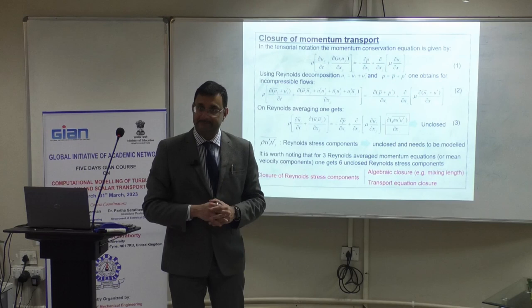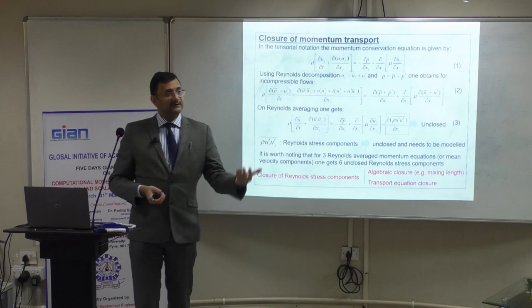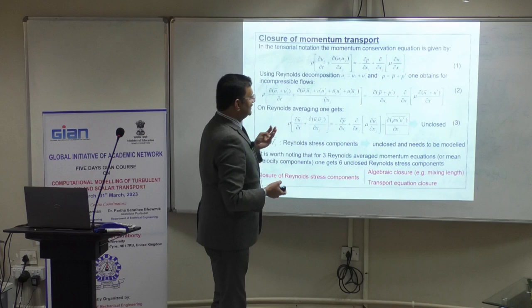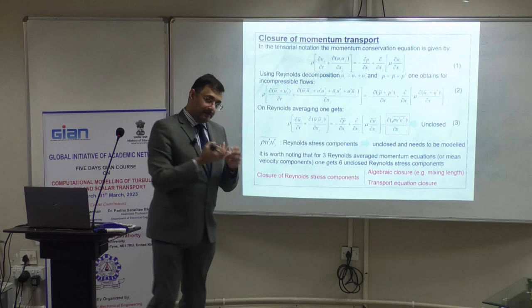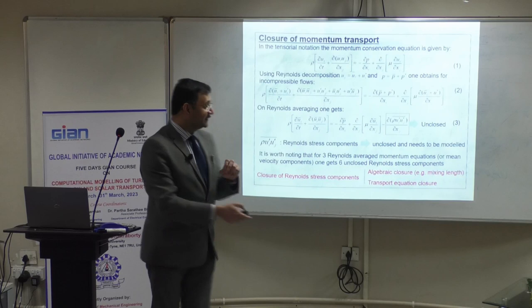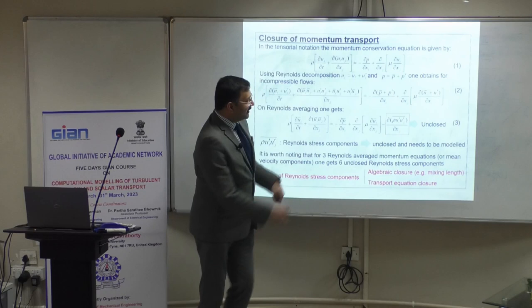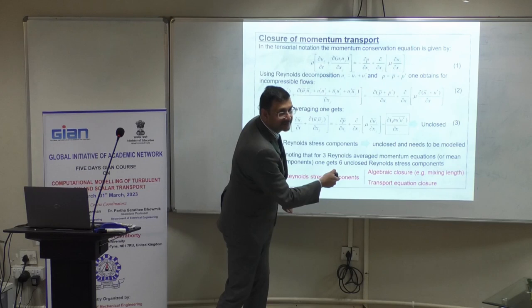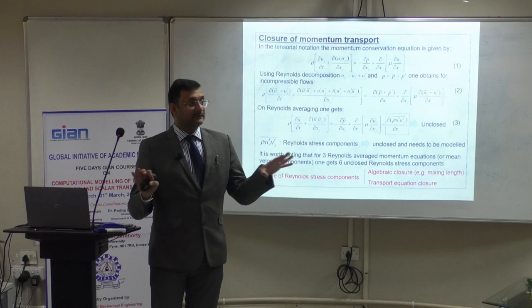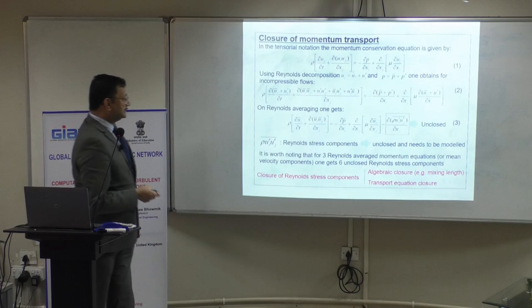Now, if I'm dealing with mean velocities and mean pressure, I still have essentially four equations for four variables, but I can't solve this without knowing this one. Okay? Clear? Because as it stands, I can't solve this one because I don't have any information about how this term varies in terms of the mean quantities. Clear? And that effectively gives rise to a closure problem in turbulence.